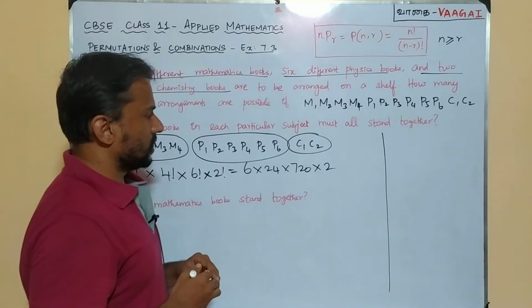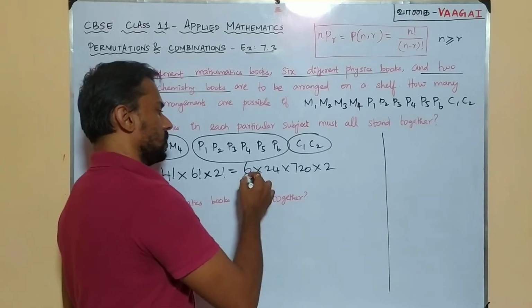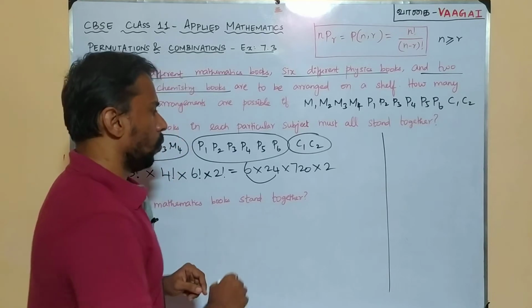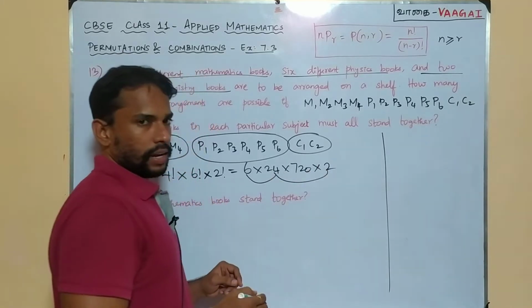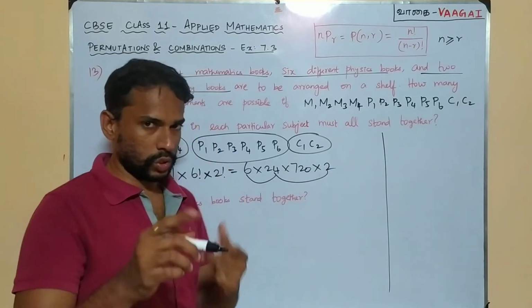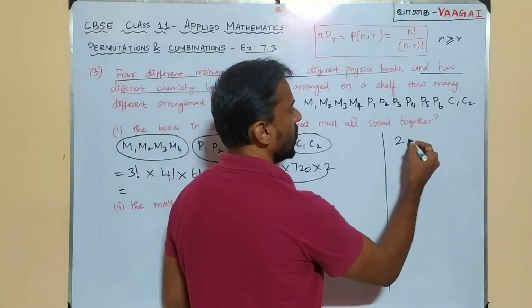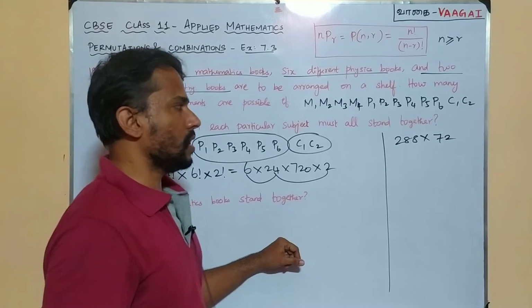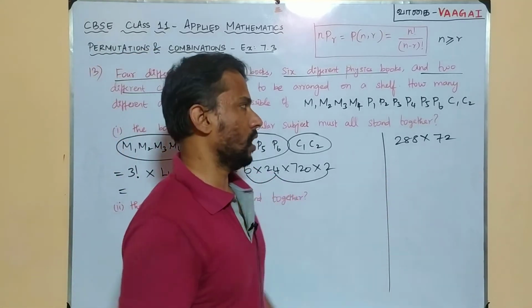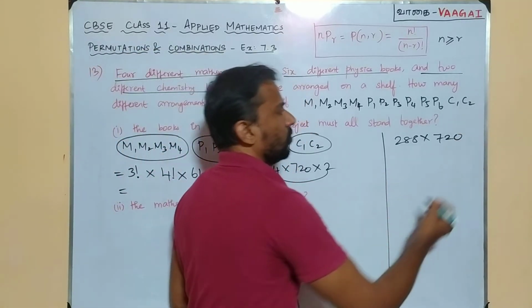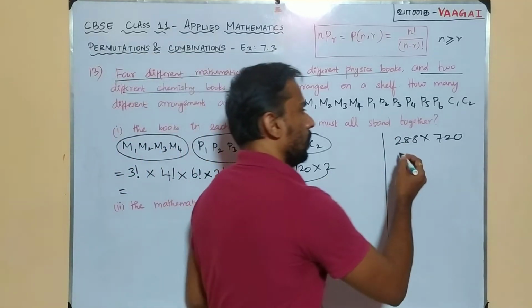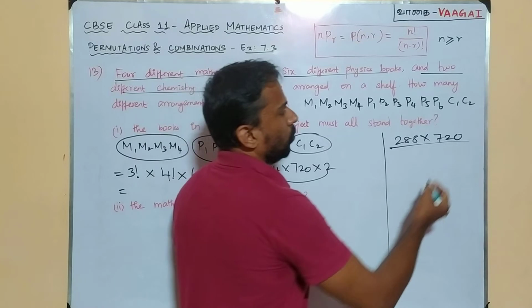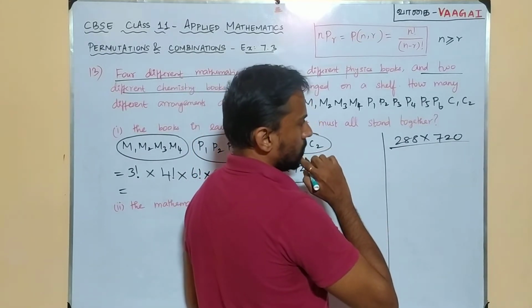How we can start here is, I will multiply 6 times 24, which is 144, and 144 times 2 is 288, right? So 288 into 720, this is what we are supposed to do. Maybe I will multiply 288 into 72 first, and I'll write 720 so as not to forget it, but when I multiply, I will multiply it with 72 alone. All right, now I'll do my multiplication process.